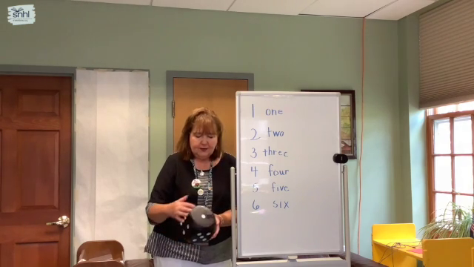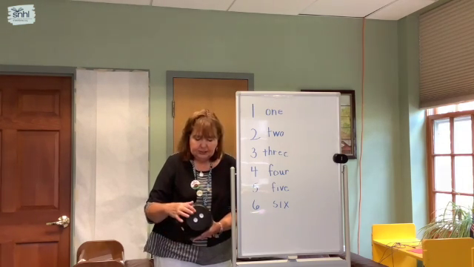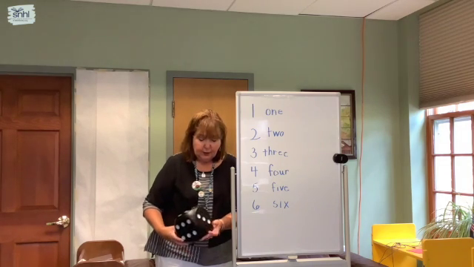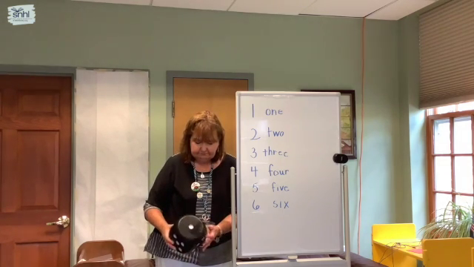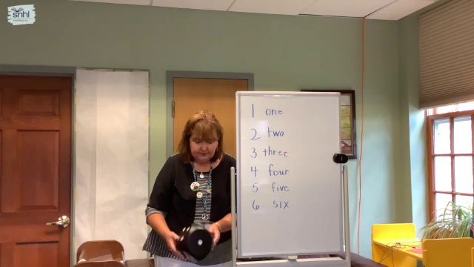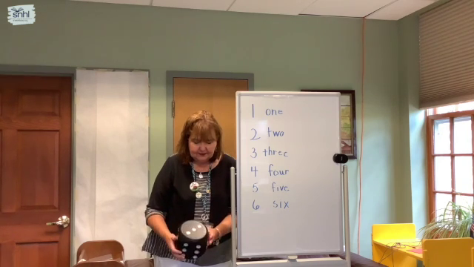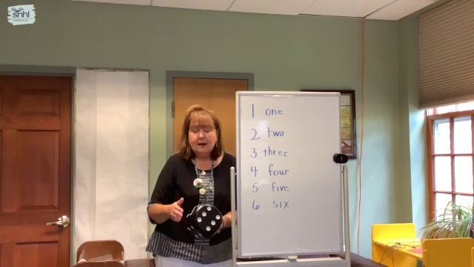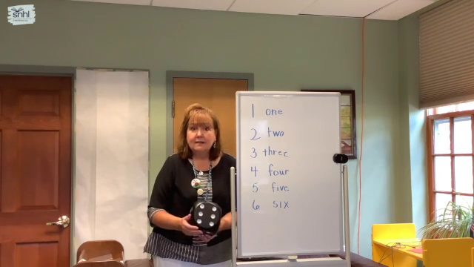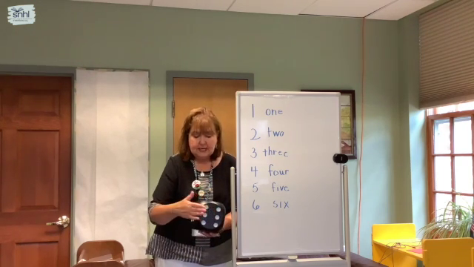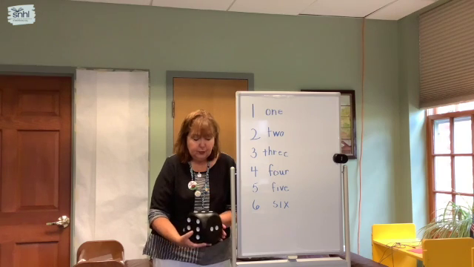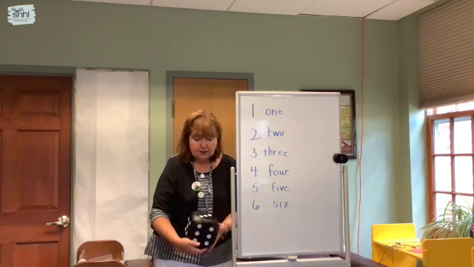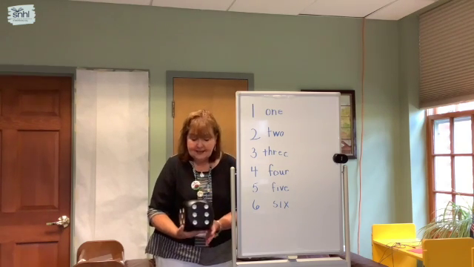And there's 1 dot, 2, 3, 4, 5, and 6, because there are 6 sides. Let's count those sides. 1, 2, 3, 4, 5, and 6.